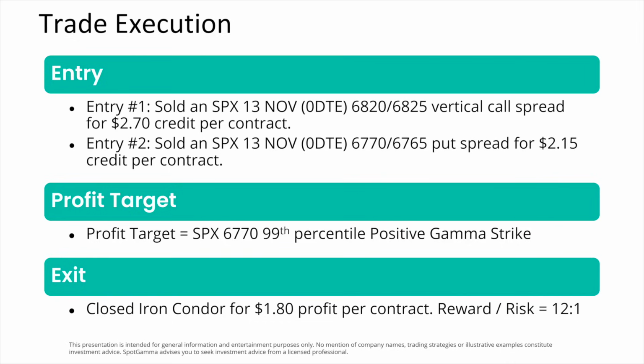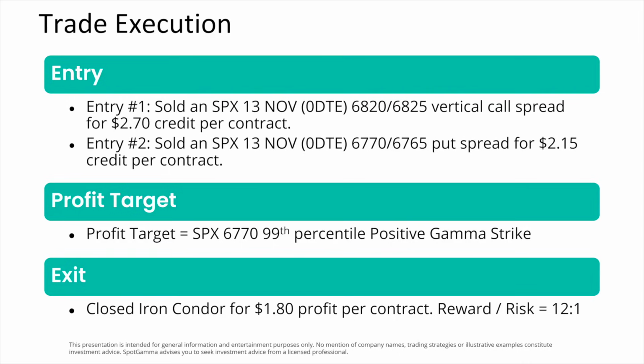A few minutes after 11 a.m., SPX reached the 6770 target and traders stopped selling calls and slowed down buying puts. I was looking for potential mean reversion, so I sold an SPX 13 November, again 0 DTE, 6770/6765 put spread for a $2.15 credit per contract. This turned the position into an iron condor with a total risk of 15 cents per contract.